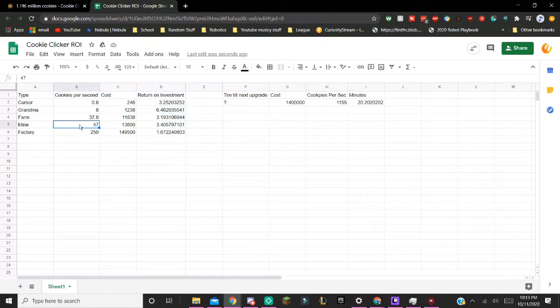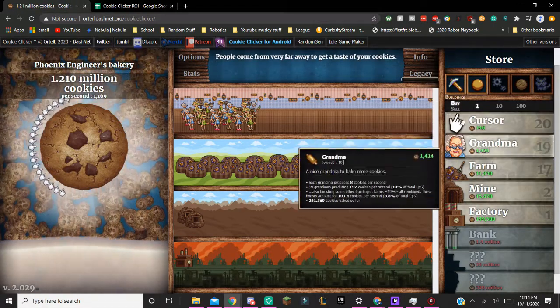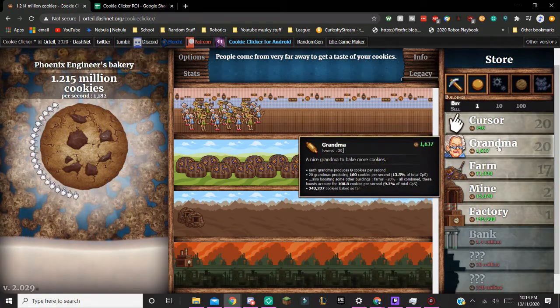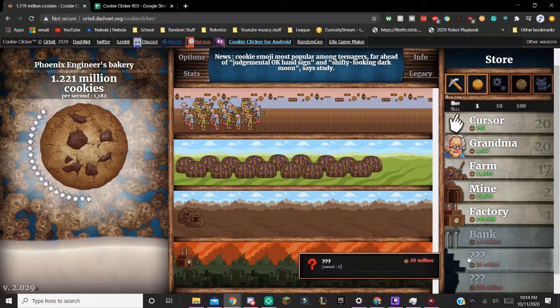So, for example, I have the mine, and I can double the mine. If I double that value, which is multiplied by 2, now the return on investment is also multiplied by 2, but the cost doesn't increase, whereas normally it does. It's more cookies per cost without raising the cost. So anytime you buy an item, the cost goes up, which is why you have to constantly update the costs so you can properly optimize the bakery.